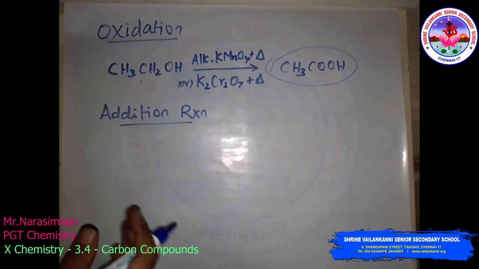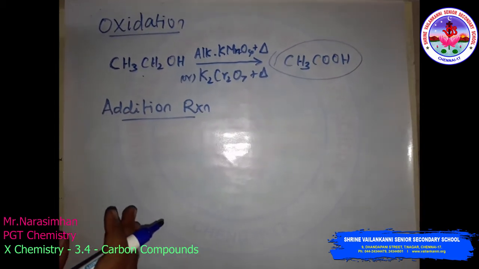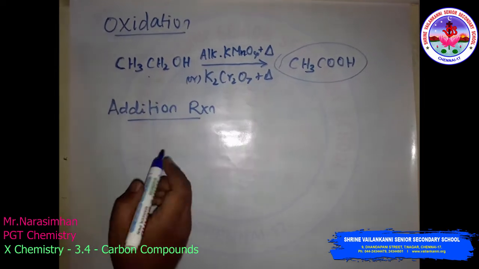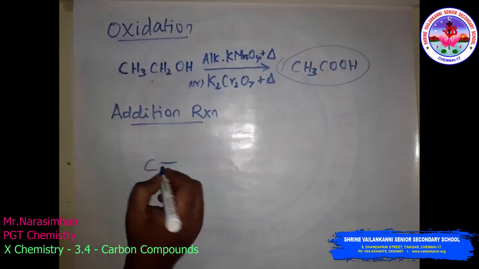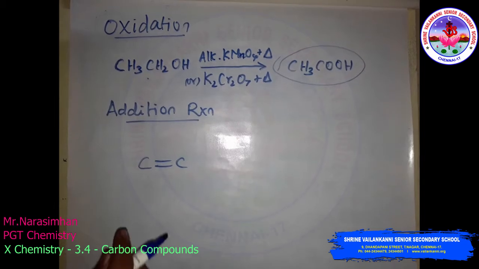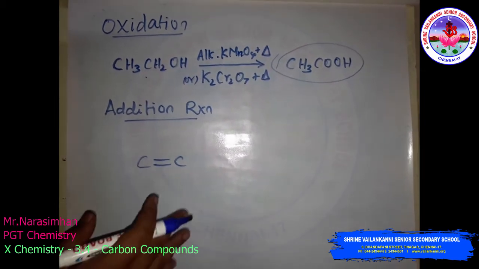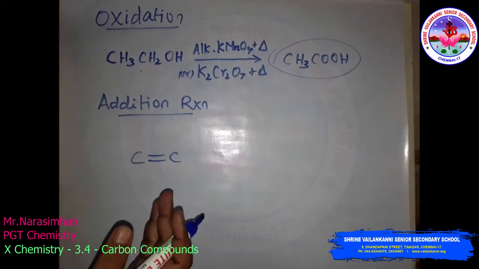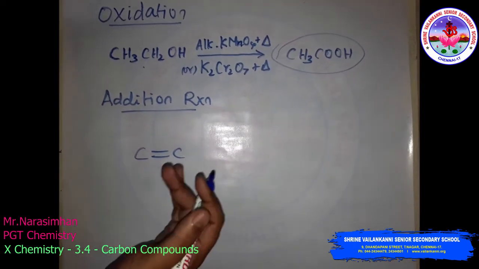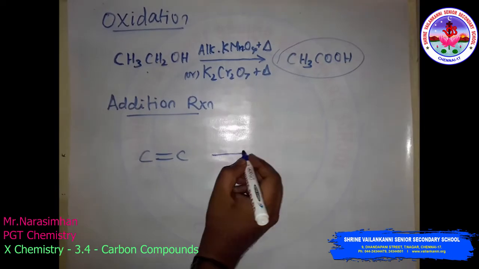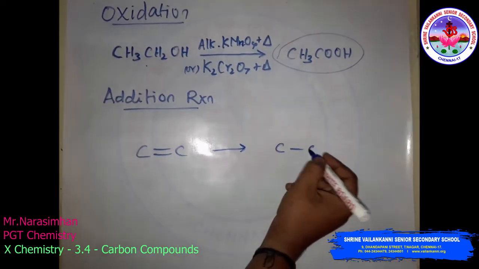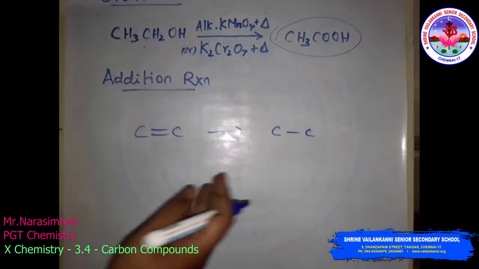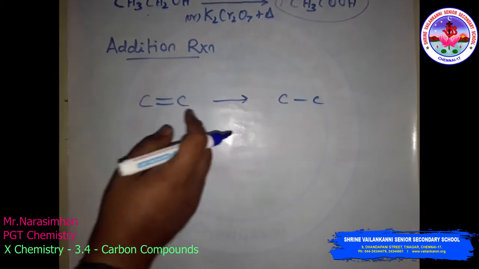What is that? Addition reaction. That is the addition reaction. For example, unsaturated hydrocarbon. The unsaturated hydrocarbons means what? That is carbon-carbon double bond. And the hydrogen, in the presence of a catalyst like palladium, platinum or nickel, gives a saturated hydrocarbon. That means saturated means carbon-carbon single bond. The carbon-carbon double bond will become carbon-carbon single bond.